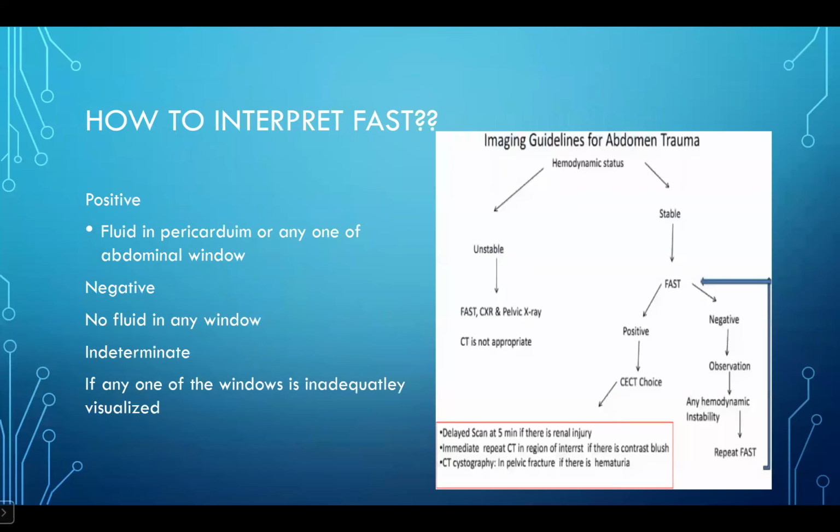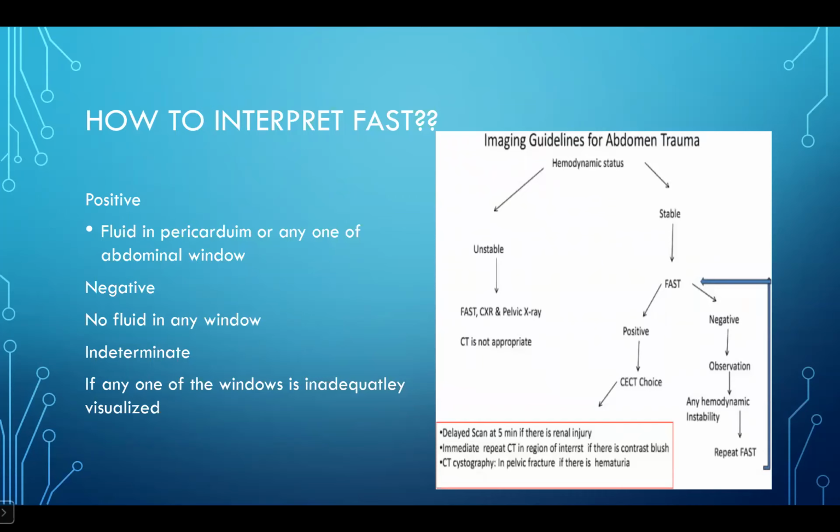Now, how to interpret FAST? The FAST is considered positive if there is fluid within the pericardium or any one of the abdominal windows, considered negative when there is no fluid in any window, and considered indeterminate if any one of the windows is inadequately visualized because of patient posture or unconsciousness or whatever the cause.